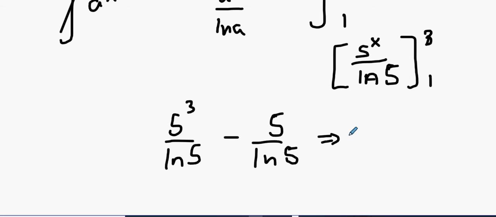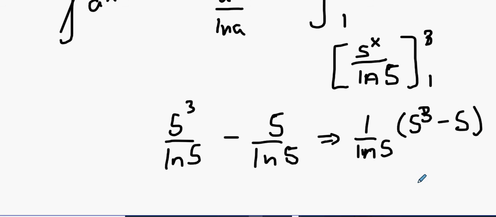What can I factorise out top and bottom? If I take out 1 over ln 5, what's left over? Would everybody agree 5 to the power of 3 minus 5? Okay. And what is 5 to the power 3 minus 5? What's 125 take away 5? So 120 over ln 5. Is that cool with you?